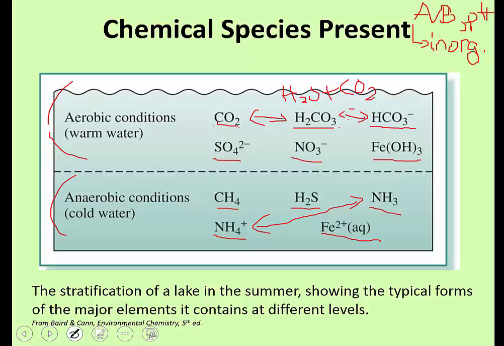And if we are looking at redox reactions, redox tends to control the organic species. So organic species are controlled through oxidation reduction reactions, and inorganic chemical species through acid-base. We want to keep that in mind as we're going through these.